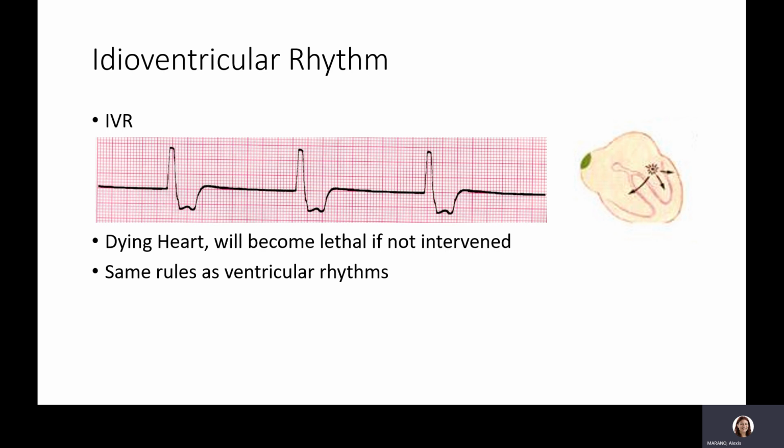This is what we consider a dying heart, and it will become lethal if it does not have intervention soon, but we are not going to consider it lethal for this specific test for now. So it follows all the same rules as the ventricular rhythms. So you're going to see it's going to skip the P wave. It's going to have a wide QRS. And then sometimes I hear people saying that the idioventricular rhythms happen to look like chairs. And that is absolutely okay. We kind of expect that to have a little bit of a different look because it's taking a little bit longer to get through the ventricles.